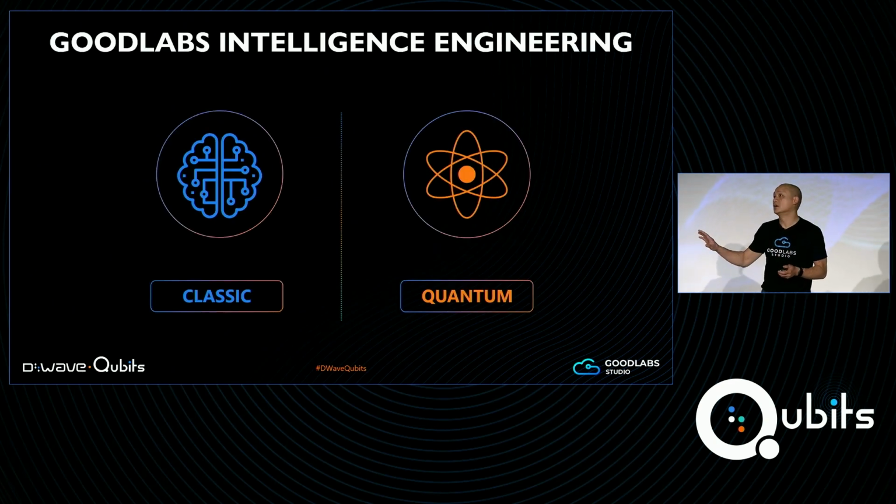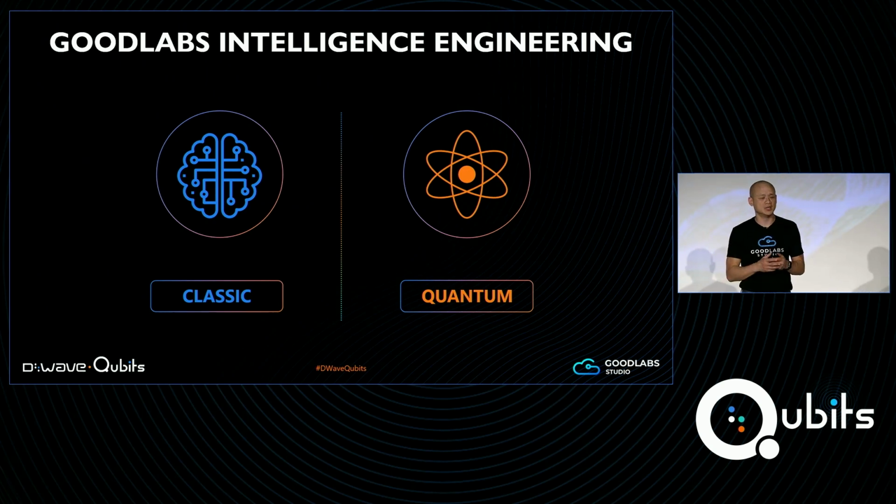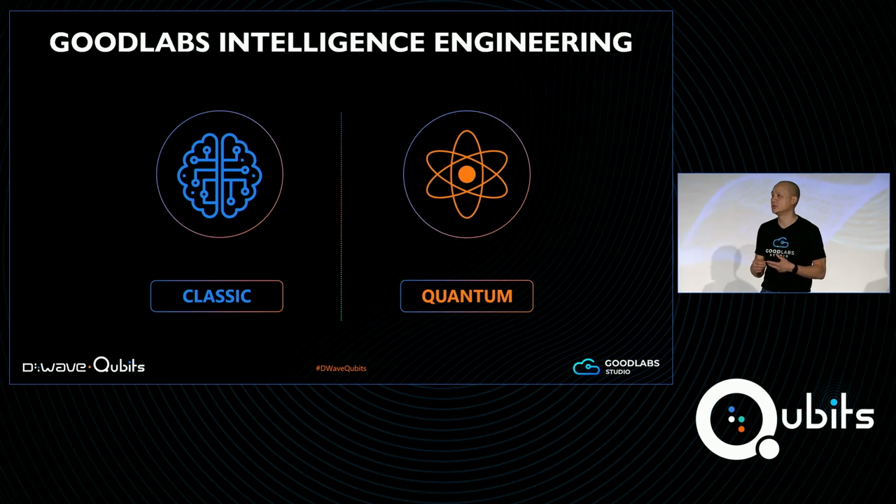At GoodLabs, other than the advanced software engineering service that we provide to our customers, we also spend quite a bit of time on what we call intelligence engineering. Similar to a lot of other firms, we utilize a lot of classical approaches, like machine learning, deep learning, neural networks, and natural language processing to solve some really big challenges for some of our customers in healthcare and finance. One thing that is a little bit different is we also have quite a bit of interest in the quantum area.